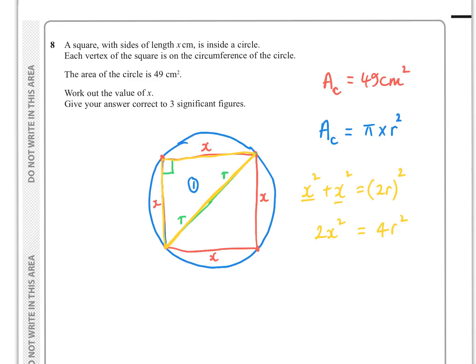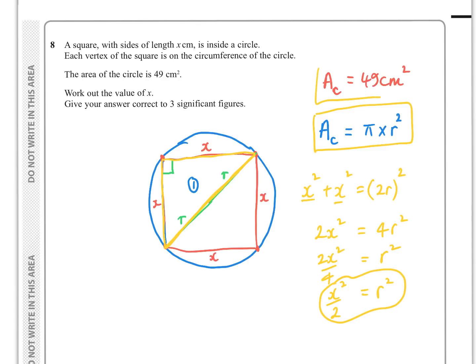So if we divide both sides by 4, we'll have 2x squared over 4 equals r squared. So that means x squared over 2 is equal to r squared. So we'll just keep that in mind and see if it becomes useful. It should be, because we know that the area of the circle was given as 49 centimetre squared. So that means from here we can work out what r squared actually is.